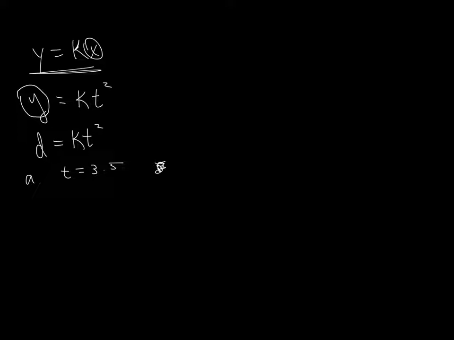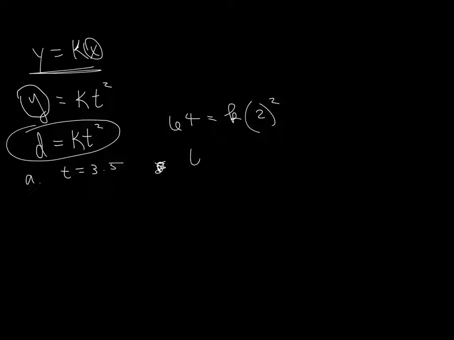If the skydiver falls 64 feet in the first 2 seconds of the jump, we're going to look at this formula there, and it says 64 equals k times 2 squared. So they have to give us enough information to find k. So 64 equals 4k, divide by 4, divide by 4. So k is 16.